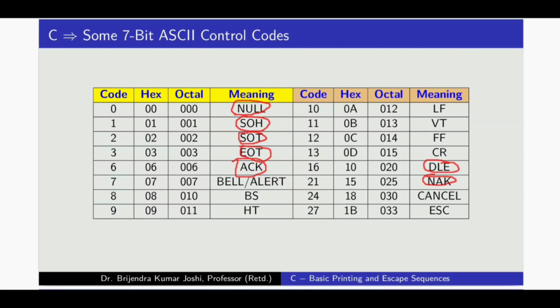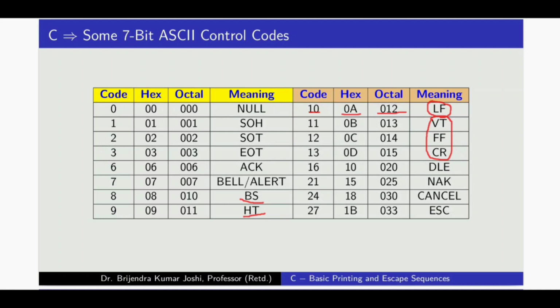What we are interested in is these. Backspace we have already seen. Horizontal tab you can see. Then this is the line feed. ASCII code is 0A in hexadecimal, decimal number it is 10, octal 012. Then vertical tab, form feed, and carriage return. So what we are interested in, which we have discussed a few minutes ago, we'll be making use of these.